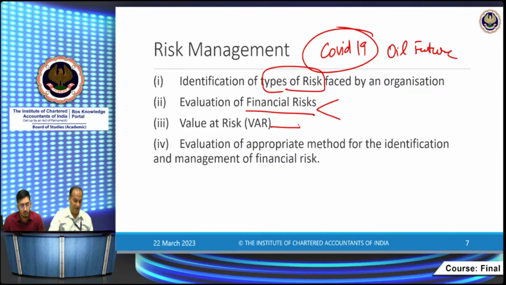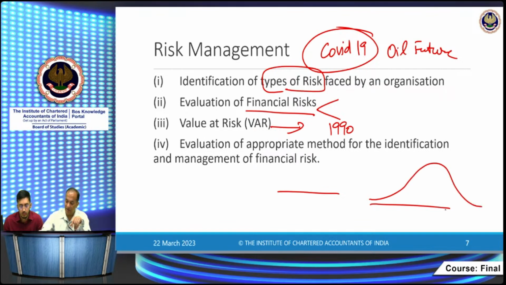Now next is value at risk. Value at risk, students, is a kind of measure that evolved somewhere around the 1990s. I think it was Morgan, one investment banker, that used this strategy. On the basis of historical data, they analyzed that the loss position may be in a normal curve shape. So ultimately you can estimate that if I am in this region, then what is the probability that my loss will be around this much.